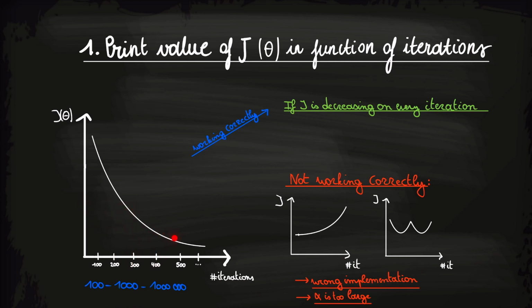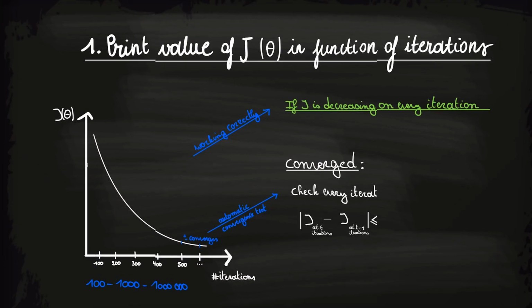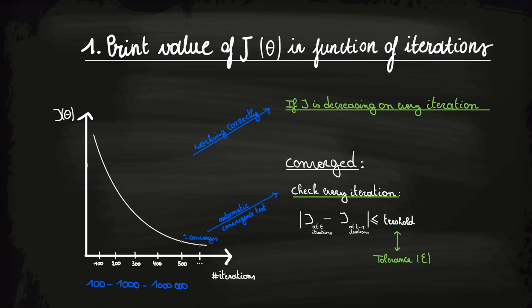A second thing we can extract from this graph is that between 400 and 500 iterations, the value of the cost function doesn't change a lot anymore. We can see that after 500 iterations the algorithm kind of converges. Of course we don't want to be estimating this from some plot. We want to implement this in software to know if the algorithm has converged. So we can check every iteration if the difference between the current value for J and the previous value for J is smaller than a certain threshold. This threshold is often denoted as tolerance or epsilon. If the change is smaller than this threshold, the algorithm is considered to have converged.